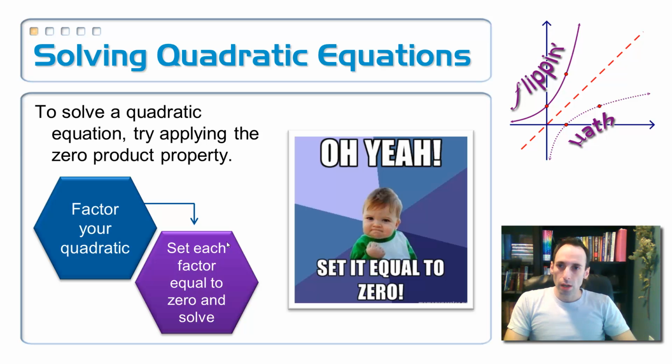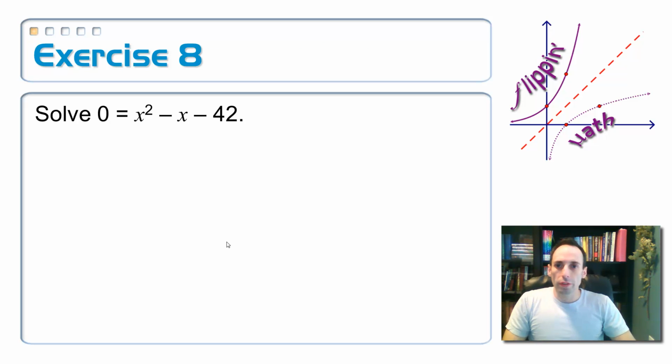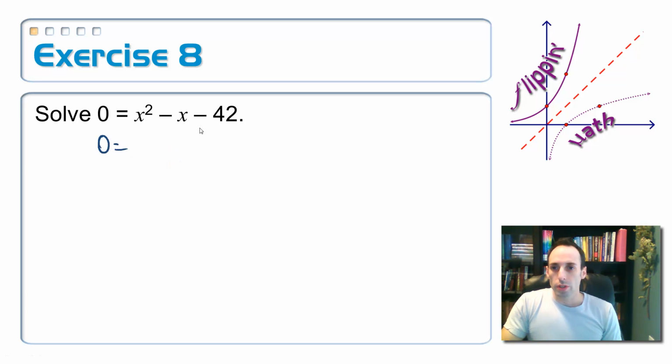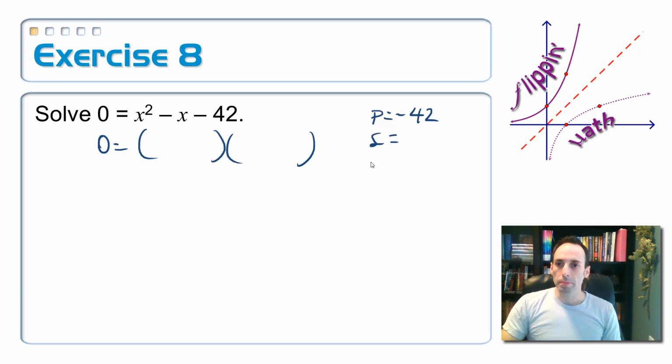All right. Let's try one more of these from scratch. 0 equals x squared minus x minus 42. We're going to solve this quadratic equation, which means I'm going to factor the right side of this. So 0 equals something times something. Well, what's the product got to be? It's got to multiply up to negative 42. And what is the sum?